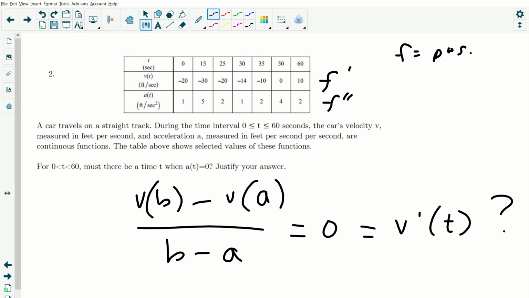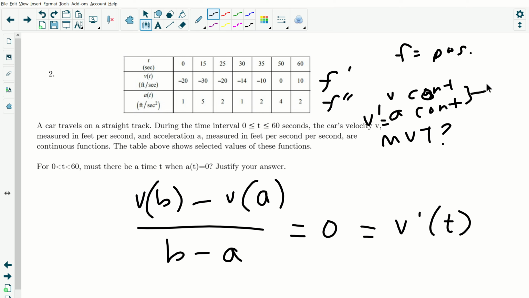Well, the mean value theorem needs to apply. When does the mean value theorem apply? The mean value theorem applies for differentiable functions. Well, we're told that the velocity is continuous. We're also told that the acceleration is continuous. Another way to express acceleration is the derivative of velocity. So if a function and its derivative are both continuous, that would imply that the original function, in this case velocity, is differentiable. And if the function is differentiable, well, the mean value theorem does apply.